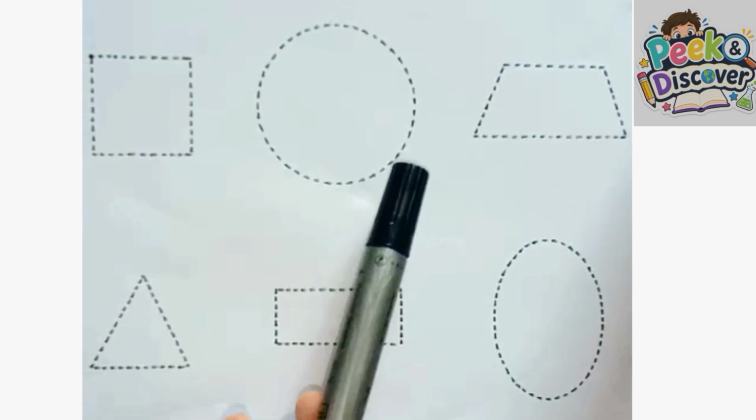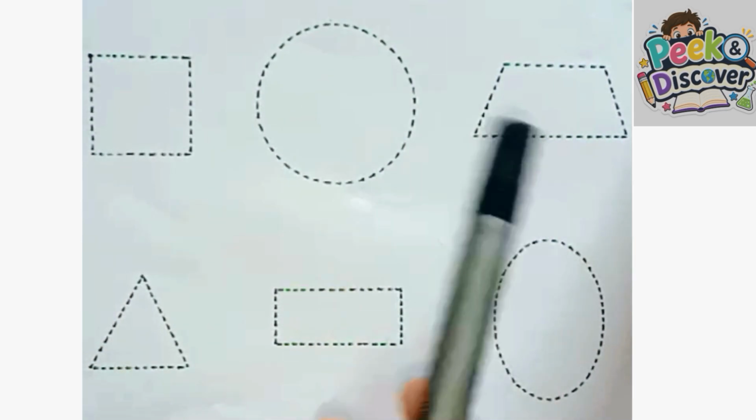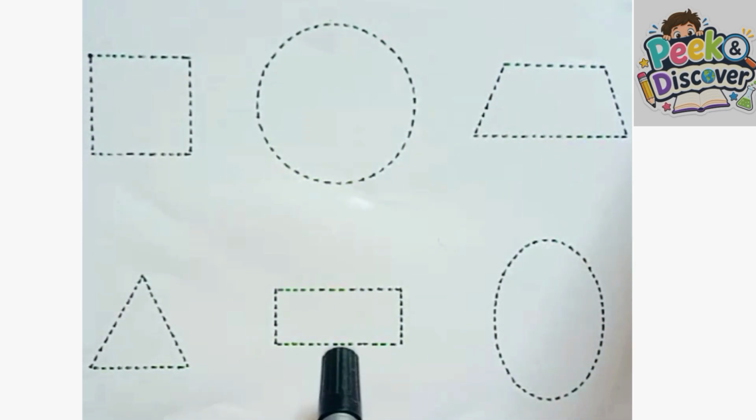This is square. This is circle. This is trapezium. This is triangle. This is rectangle. This is oval.